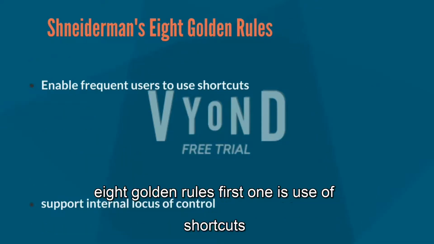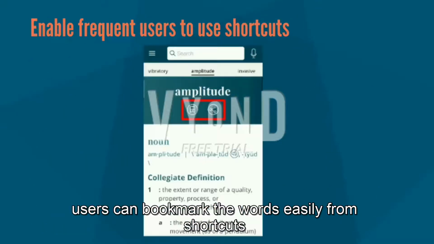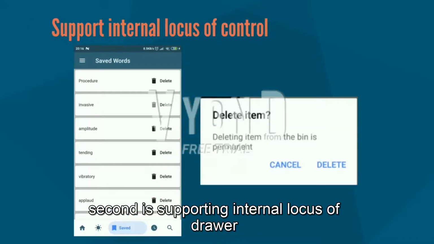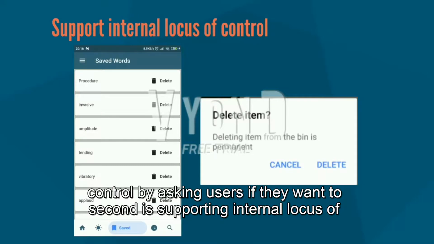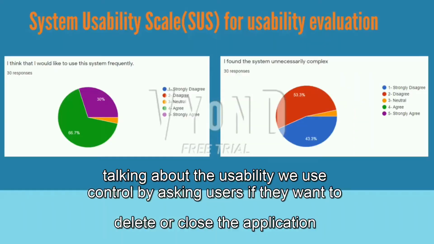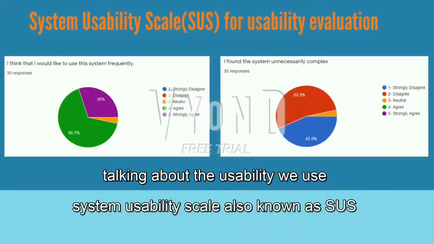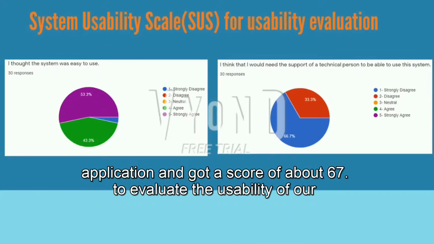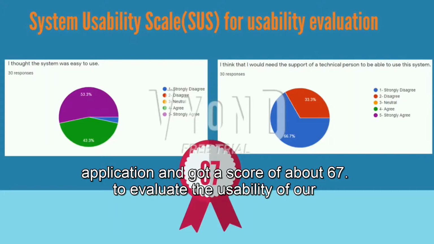First one is use of shortcuts. Users can bookmark the words easily from the definition page rather than using a drawer. Second is supporting internal locus of control by asking users if they want to delete or close the application. Talking about usability, we used the System Usability Scale, also known as SUS, to evaluate the usability of our application and got a score of about 67.